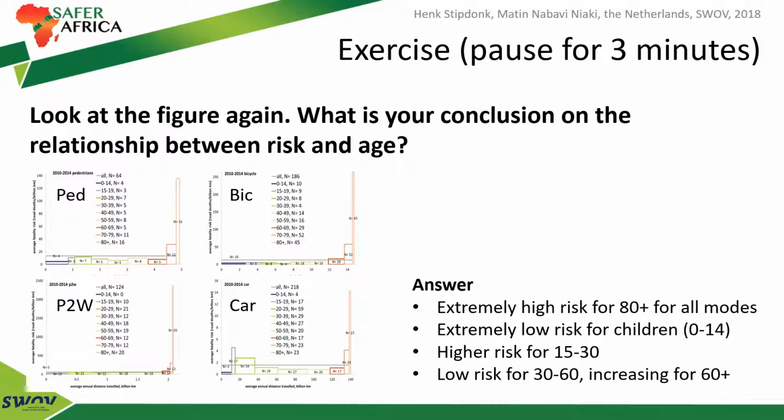Then we see children in traffic. They're quite well protected in the Netherlands, and especially when they're inside a car, as you can see here, they have a very low risk, especially as compared to the car occupants between 15 and 30. They have a rather high risk, which is much more pronounced for car than for pedestrians or cyclists. And then we see quite a low risk for the 30 to 60 year old, for all travel modes actually, and then it's increasing for 60 plus.